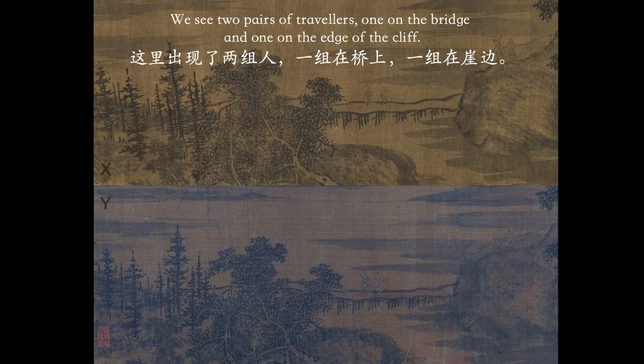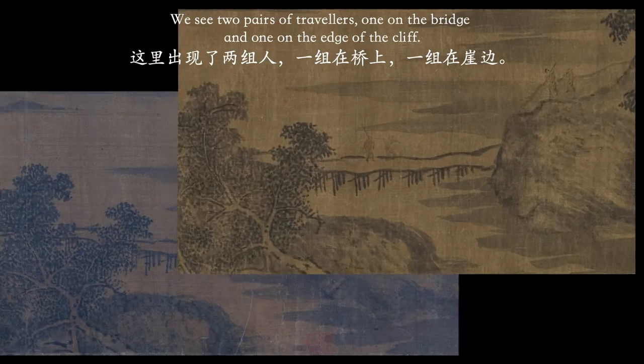We see two pairs of travelers, one on the bridge and one on the edge of the cliff. Let's start with the pair on the edge of the cliff. The one on the left is looking at his companion. This man is facing us with his back at an angle, hence, he is most likely looking down. The upper and lower body of this man are twisted at a different angle. Anyway, he is looking straight towards his companion.